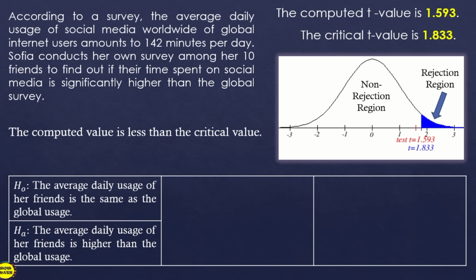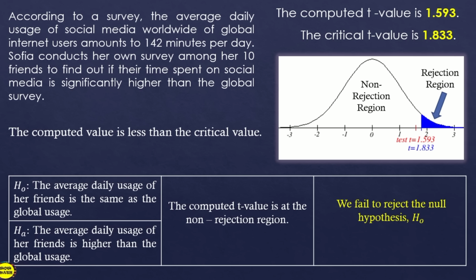So, tingnan natin. Dun sa first claim niya, yung null hypothesis niya, the average daily usage of her friends is the same as the global usage. And then, the alternative hypothesis niya is the average daily usage of her friends is higher than the global usage. Ibig sabihin, the computed t-value is at the non-rejection region. Anong ibig sabihin nito? We fail to reject the null hypothesis. Tatandaan nyo palagi, class, kapag yung computed value ay less than sa critical value, we fail to reject the null hypothesis. Okay? Tandaan nyo yan.